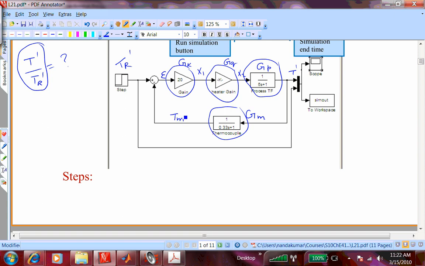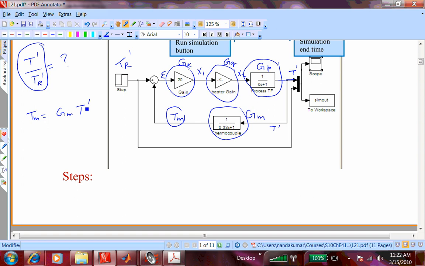So going around the loop, for example, I start here, this carries a signal of T prime, the actual process temperature. So this one will have the same thing, T prime. It goes through a block which transfers the signal to TM. So what is the relationship between the input and output around this block? TM is equal to GM times T prime. Okay? That is the transfer function.